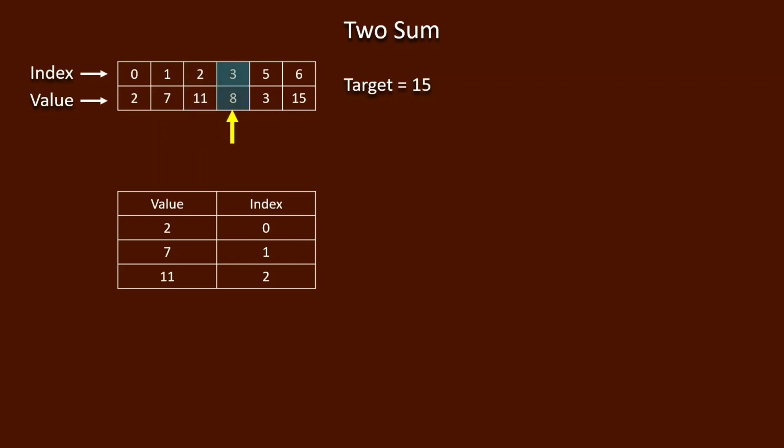Now, once we are at 8, we check if our cache contains 15 minus 8, which is a 7. And we know that we visited 7 at index position 1.